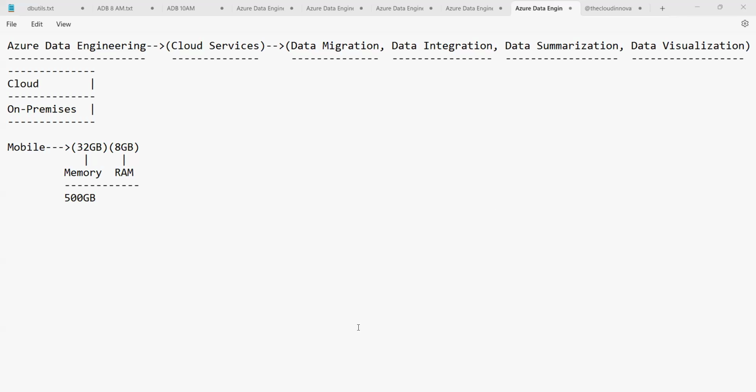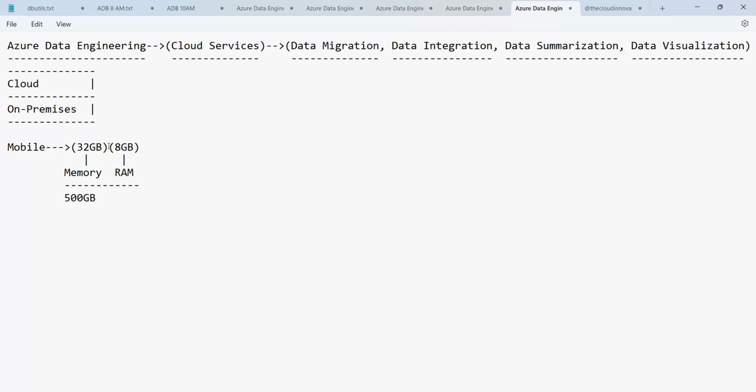So now, here you answered. Can we store the 500 GB of data you have already clicked in your mobile phone, where the capacity of the mobile phone is only 32 GB? Is it possible? Not at all possible.